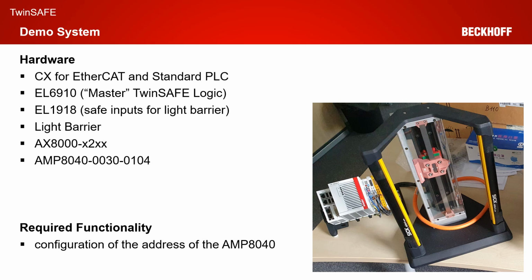The demo system doesn't matter today, but nevertheless, we have a CX for the EtherCAT communication and the standard PLC. We have an EL6910. We have an EL1918 with a connected light barrier. We have an AX8000 in the X2XX, the safe motion version. And for today, we have an AMP 8040 in order to demonstrate the address configuration. As required functionality, we want to configure the default address of the AMP 8040.